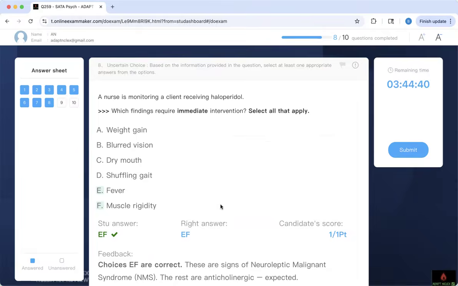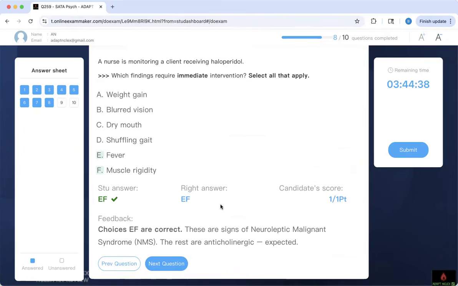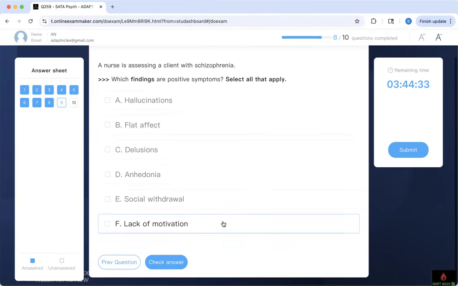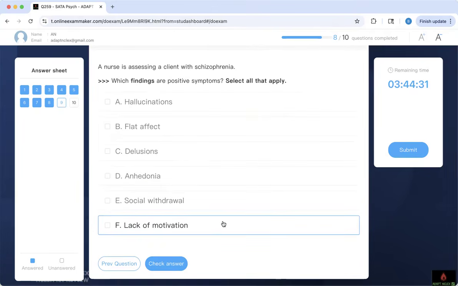You may know all this, but you may overselect and pick more than two answers and you get it wrong. It's not that you don't know, you're paying too much attention to certain things. There's a big word in the question. Select all that apply, which findings are positive signs or symptoms when a nurse is assessing a client with what? Schizophrenia. Which findings are positive symptoms? Hallucination, flat affect, delusion, anhedonia, social withdrawal, lack of motivation.